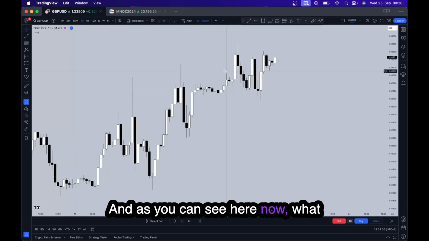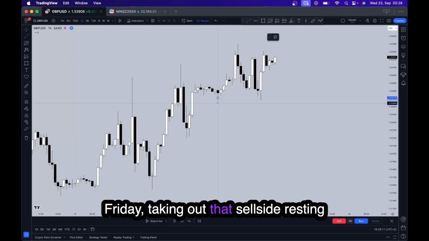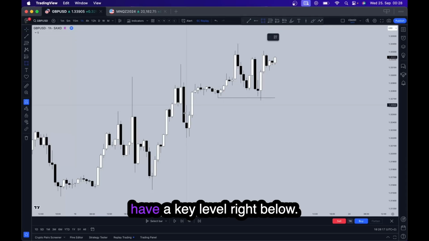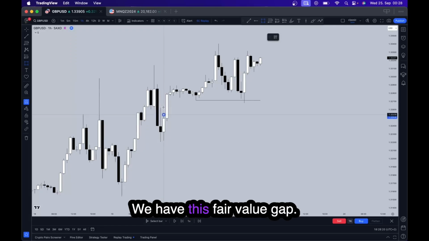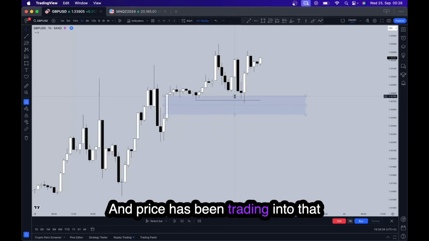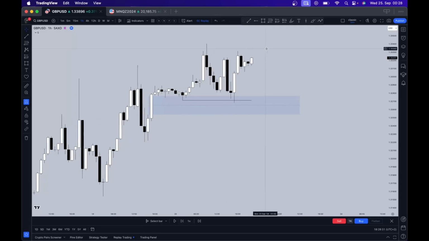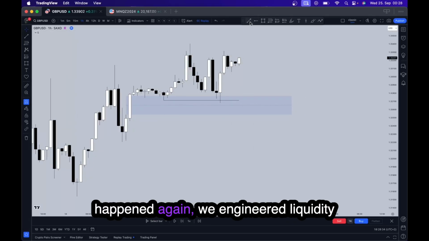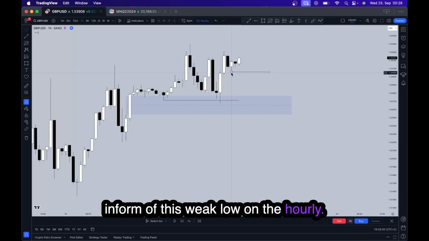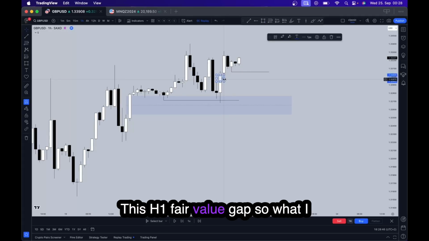And as you can see here now, we have price on Friday taking out that sell side resting below that weak low here on the hourly, and you can also see we have a key level right below. We have this fair value gap, so we have a key level, and the price has been trading into that key level to take out the liquidity, right? And then we traded higher, and as you can see here now, what happened again, we engineered liquidity in the form of this weak low on the hourly. And we also created a new PD array, right? This H1 fair value gap.